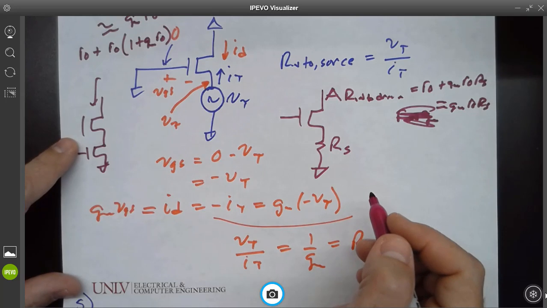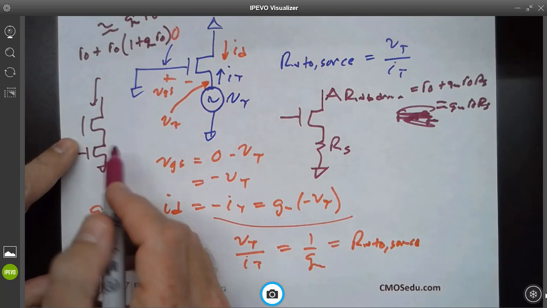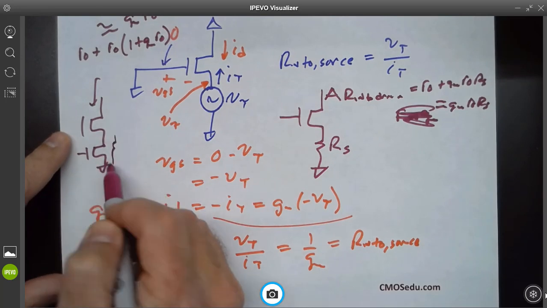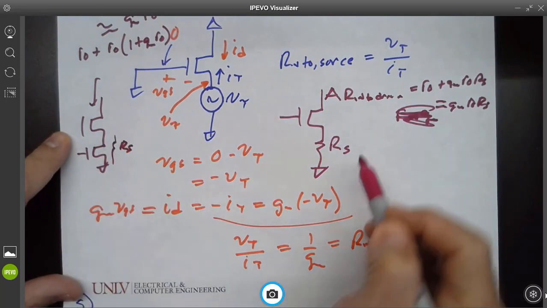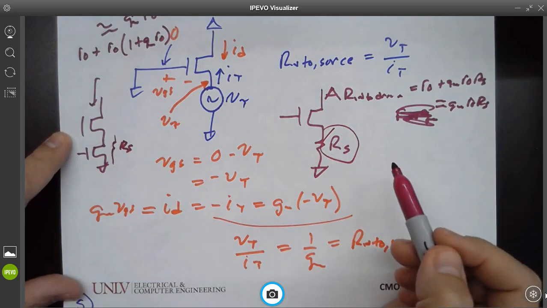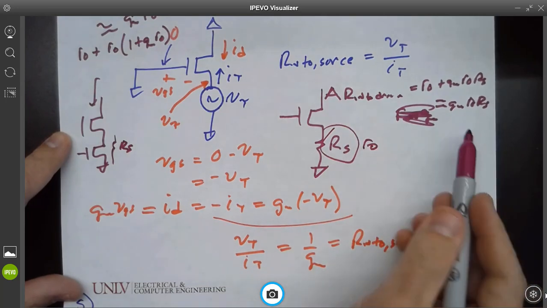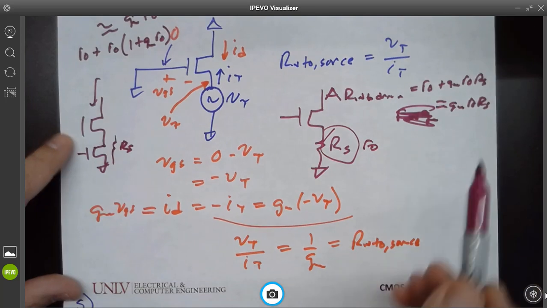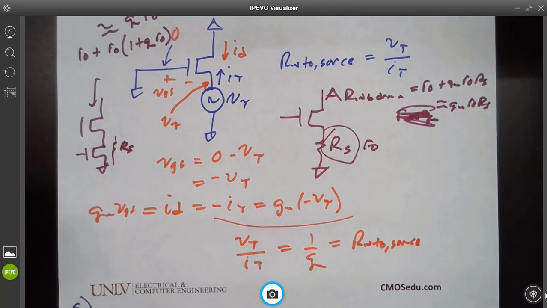gm R out constant. This thing? Yeah, it's not R out squared because it's RS. If this was R out, it would be R out squared, right? Yeah. Questions? Proceed or not? Because there's a reason I'm going over this.